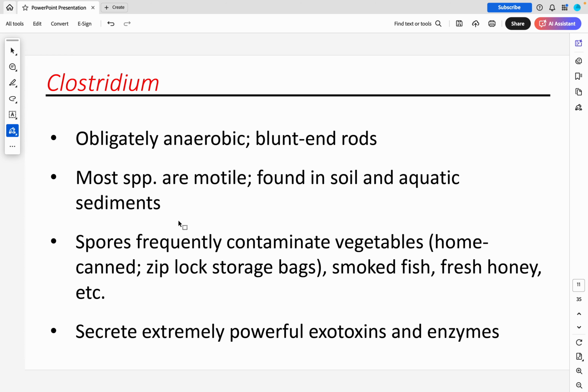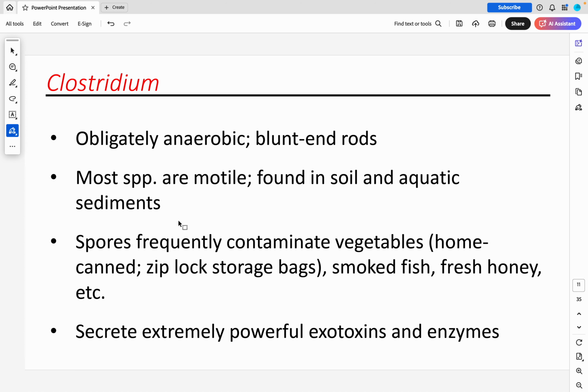Now, another group that we will emphasize in this recorded session are the Clostridia, the Clostridium, which are obligately anaerobic, do not require oxygen, so their culture conditions are primarily anoxic, and they appear as blunt end rods, blunt end bacilli.